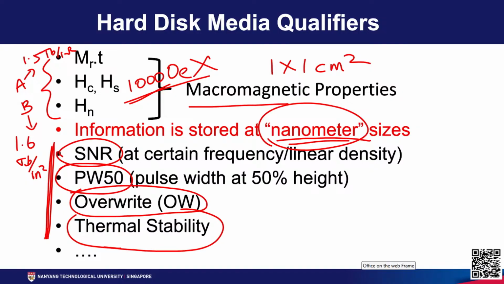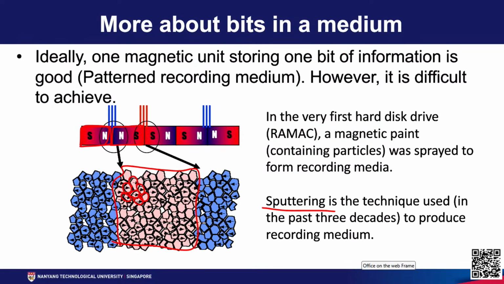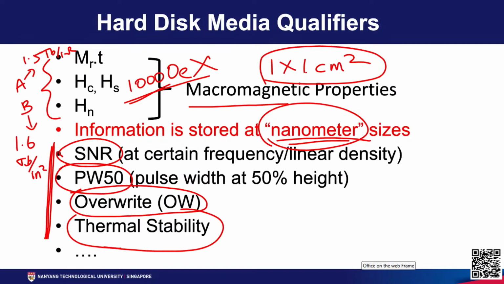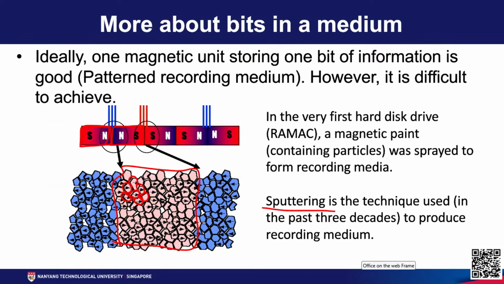When you measure coercivity and all those things over a one square meter area, maybe the properties of A and B average out. But when you are going to a small scale at the bit level, how these grains are arranged determines the signal to noise ratio and so on.